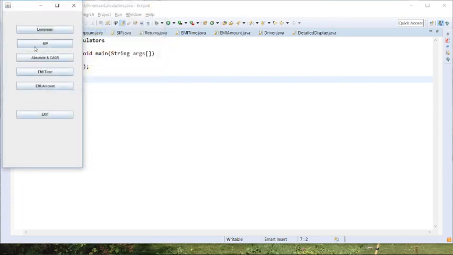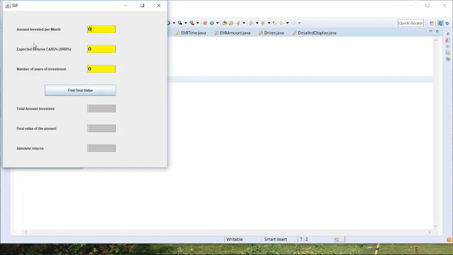Instead, if you want to invest every month on a monthly basis, then suppose you want to invest 1,000 per month, expecting 15% returns, and you are doing it for 10 years, then the actual amount you have invested is 120,000, and the final amount will be 278,000, and the absolute returns is this much.